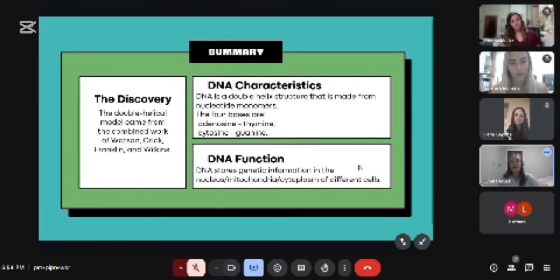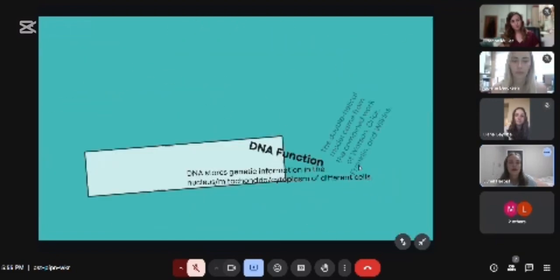So, in summary, the DNA double helix discovery came from Watson, Crick, Franklin, and Wilkins. And we remember they worked together. Their work is based on each other. The DNA characteristics: DNA is a double helix structure that is made from nucleotide monomers. The four bases are adenine, thymine, cytosine, and guanine. Remember the letter shapes. And then the DNA function: DNA stores genetic information in the nucleus, mitochondria, and the cytoplasm in different cells.